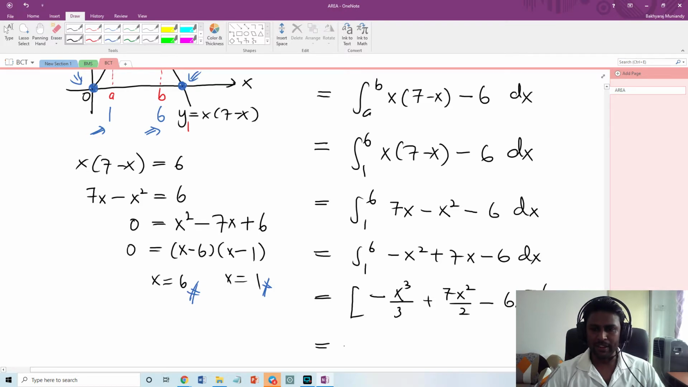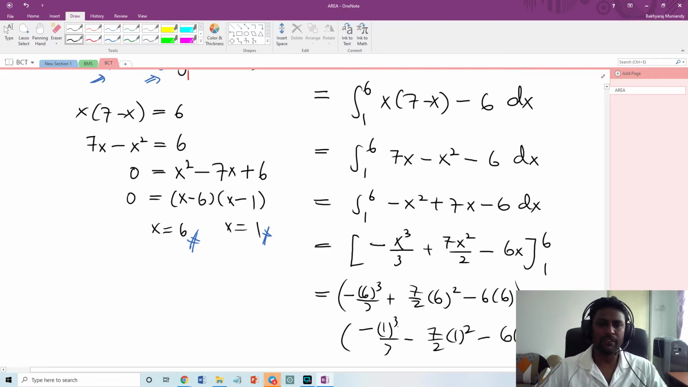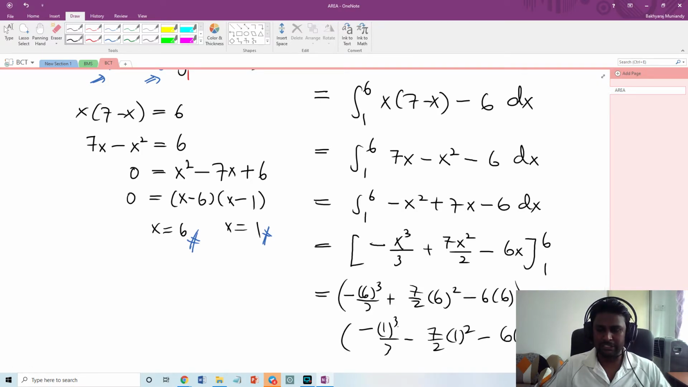Okay, we substitute the value. So negative 6 power of 3 over 3 plus 7 over 2 times 6 square minus 6 times 6, okay, minus, and then we substitute 1, okay, negative 1 power of 3 over 3 plus 7 over 2 times 1 square minus 6 times 1. Okay, so we go for the last answer. Okay, so you better program your calculator. Okay, easy to go right.